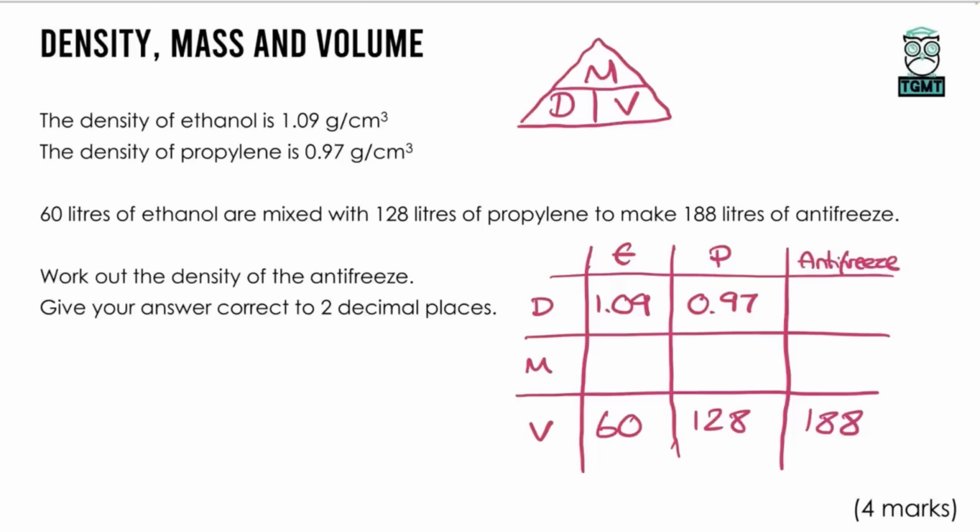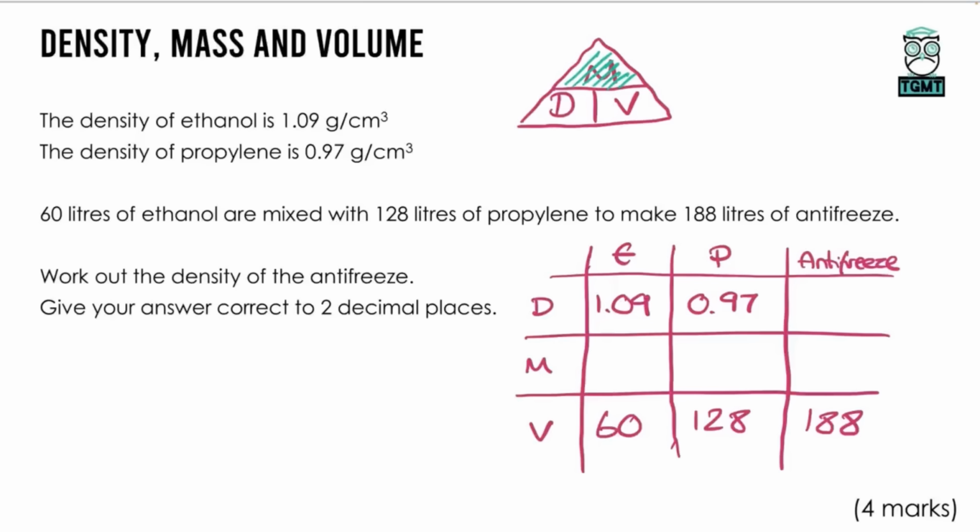So there we go. Overall, that is all the information that we have been given. Now we want to actually work out the mass of each. So here we have a mass that we can work out. We just need to cover up the mass and do density times volume.